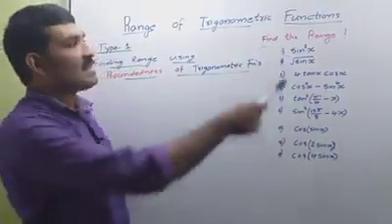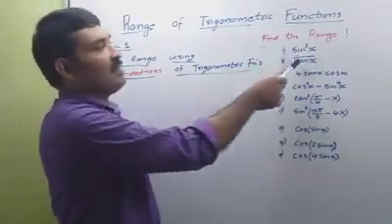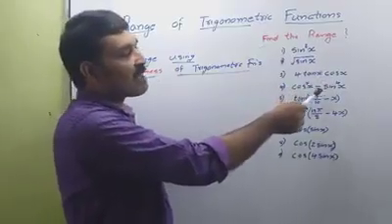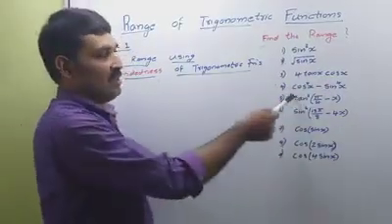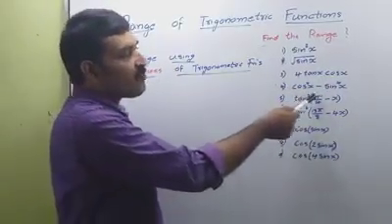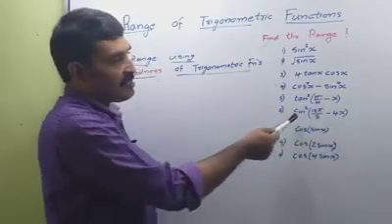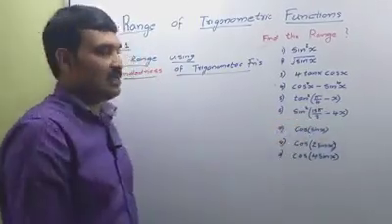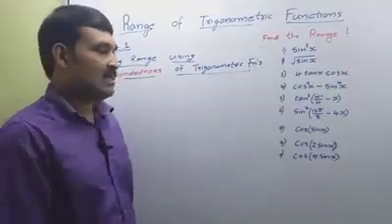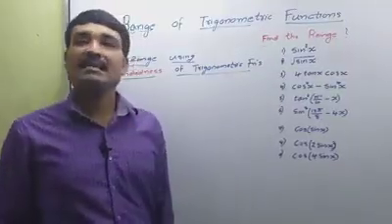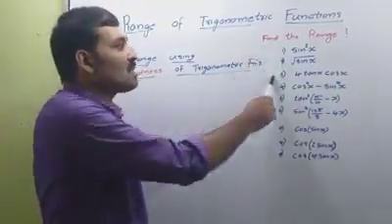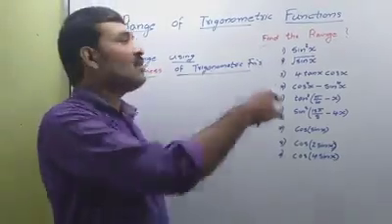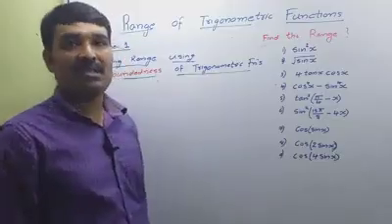Consider the examples: sin square x, root sin x, 4 tan x cos x, cos raised to 4x minus sin raised to 4x, tan square of (pi by 4 minus x), sin square of (pi by 8 minus 4x), cos of sin 2x, cos of 2 sin x, cos of 4 sin x, etc. These questions all come under type 1. We want to find the range of all these trigonometric functions.